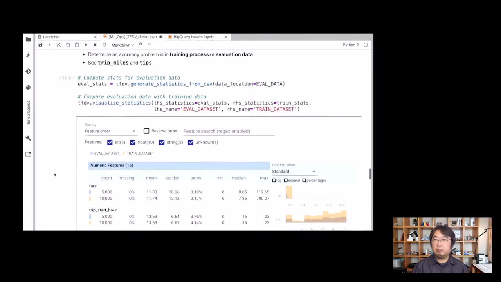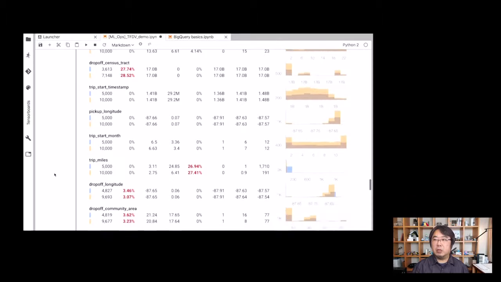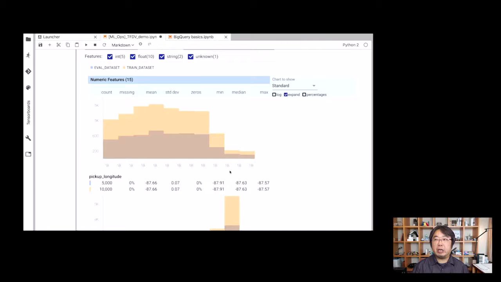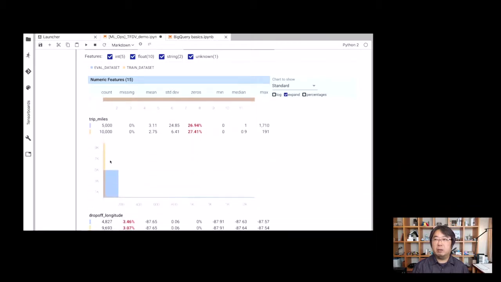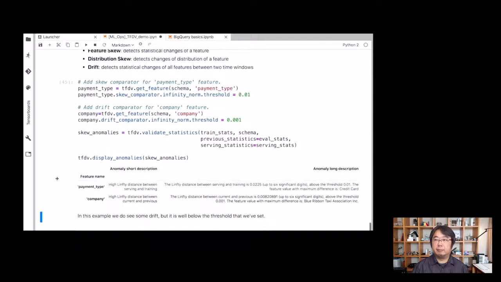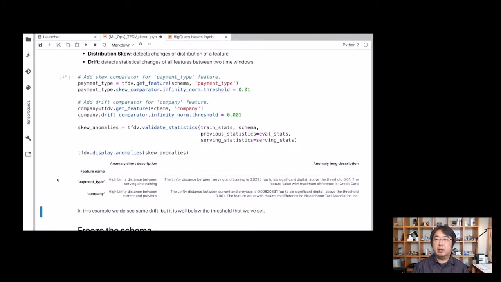And then you can easily find out what are the differences of the distribution between two data sets, like between training data and the validation data. If you are seeing any drops of accuracy in the validation data, maybe one possible reason could be a difference of the features or distribution of the training data and the validation data. So you can easily visualize those differences. And also TFDV provides a feature for detecting drift and skews. You can define what are the skews you want to detect, so that the tool can keep watching the difference of, for example, distribution in each feature.